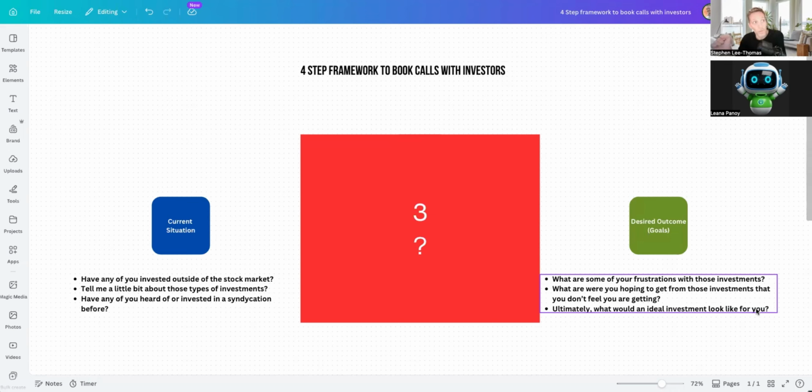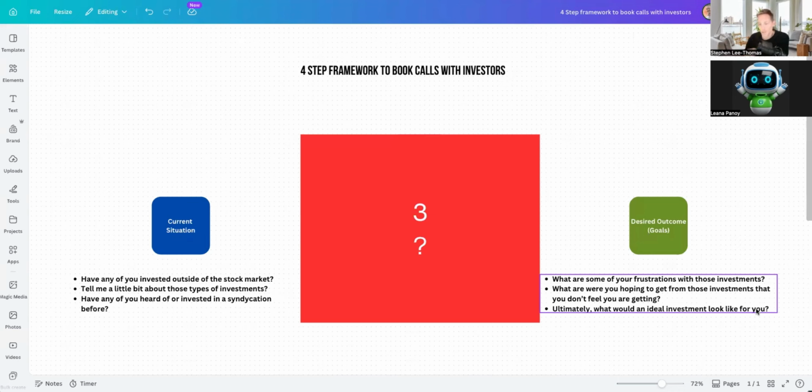I want them to paint this picture for me of, in a perfect world, this is what my investment would look like. Again, I'm taking the time to listen, and I'm trying to understand where they are at in terms of their level of awareness and their level of frustration when it comes to making some other type of investment.